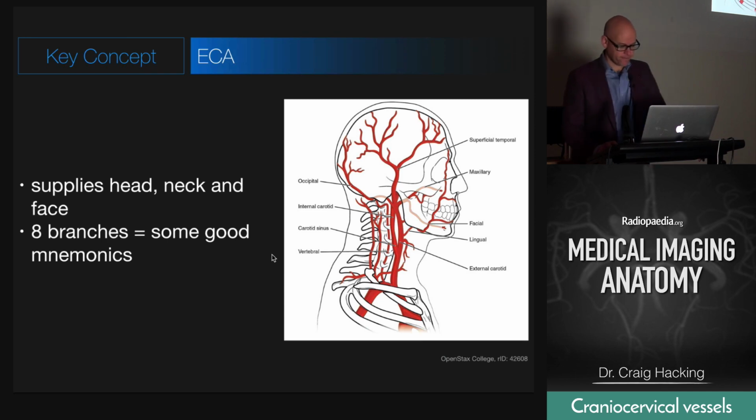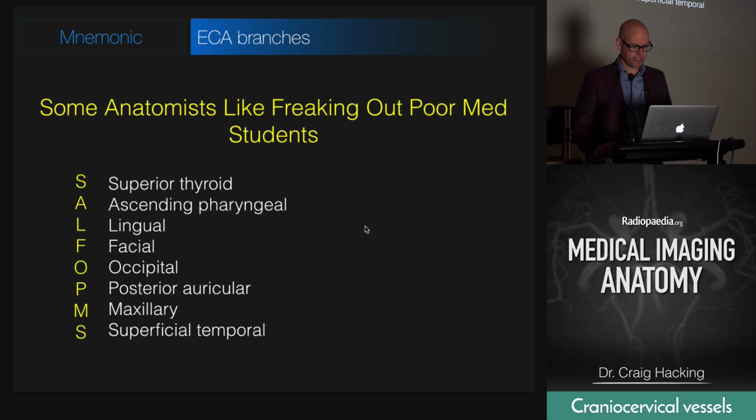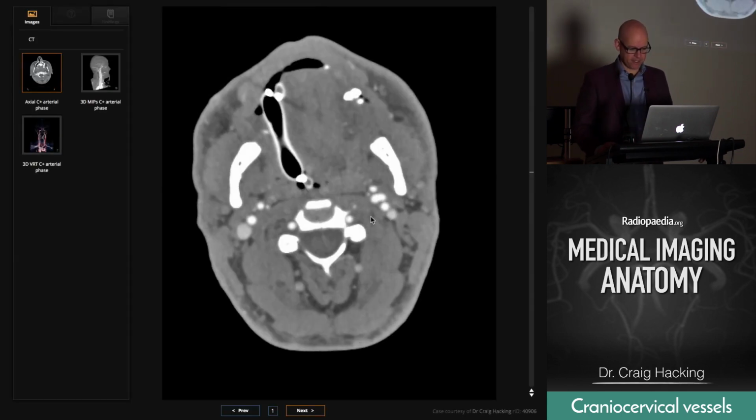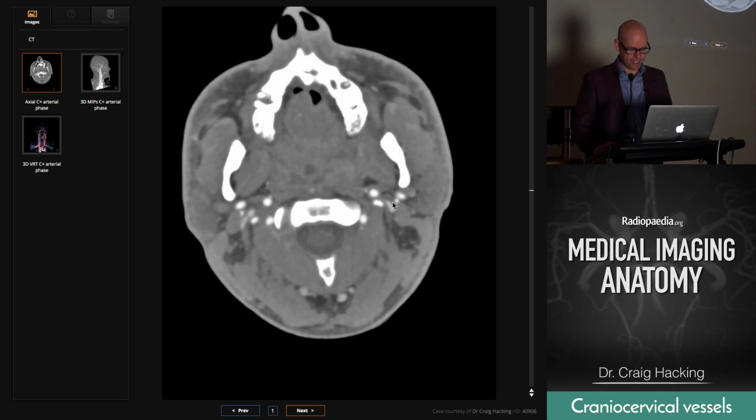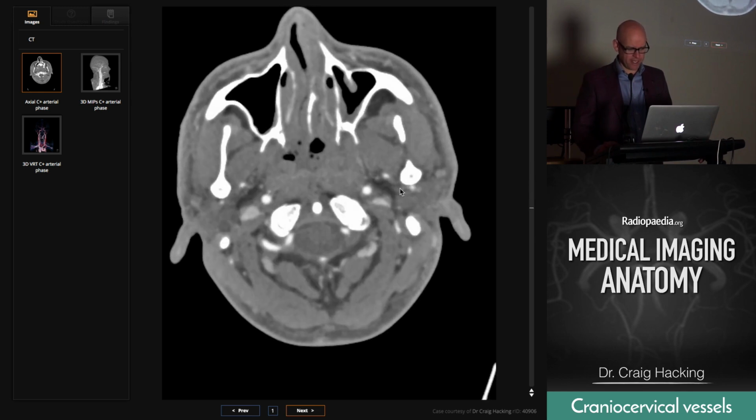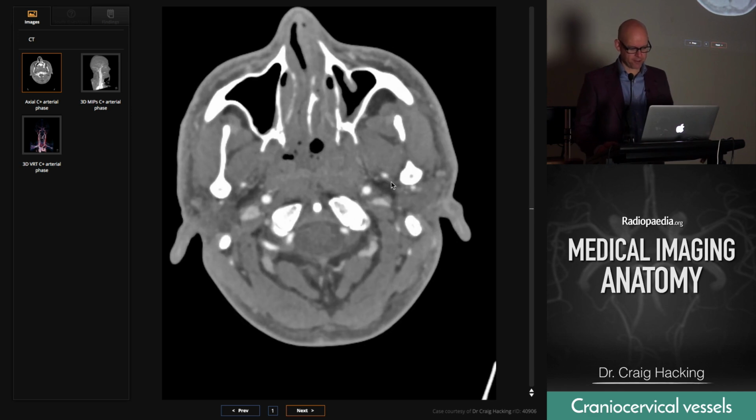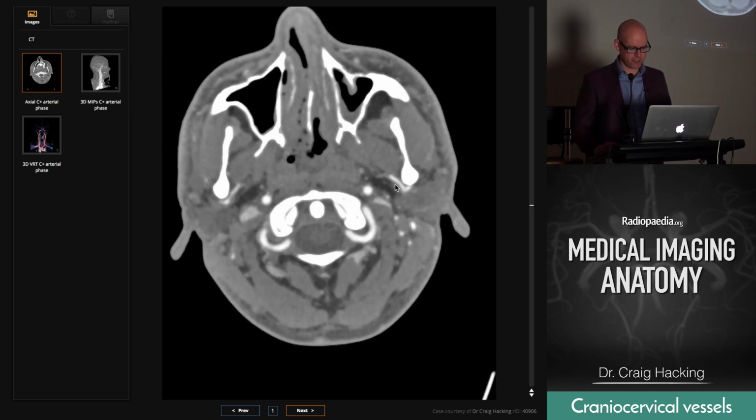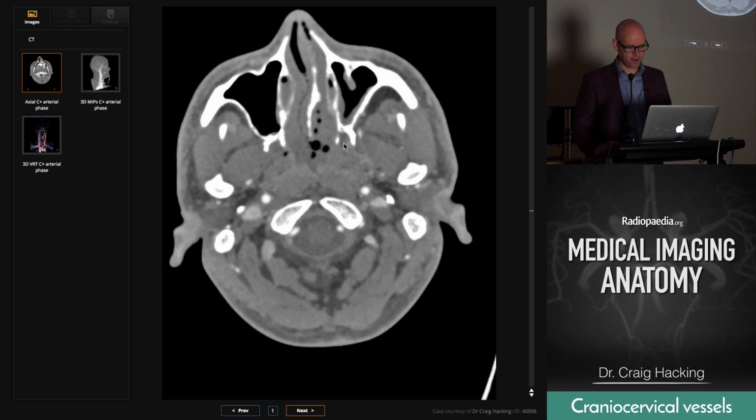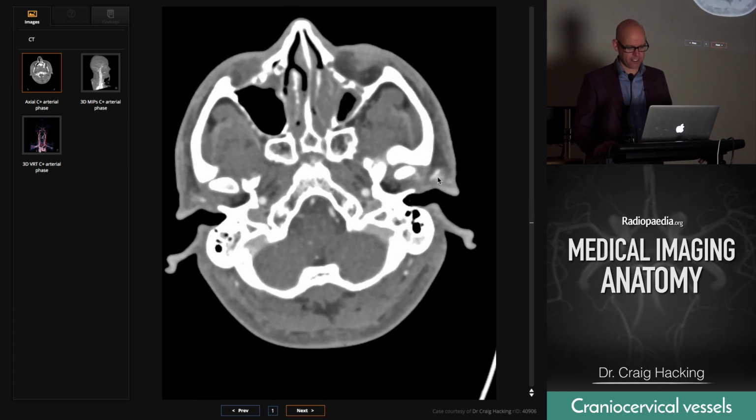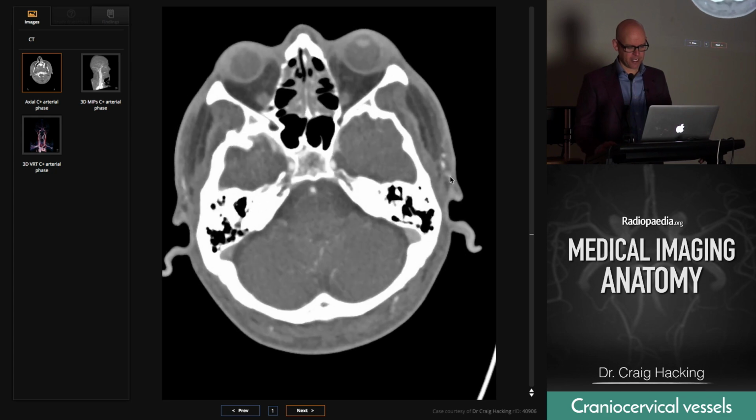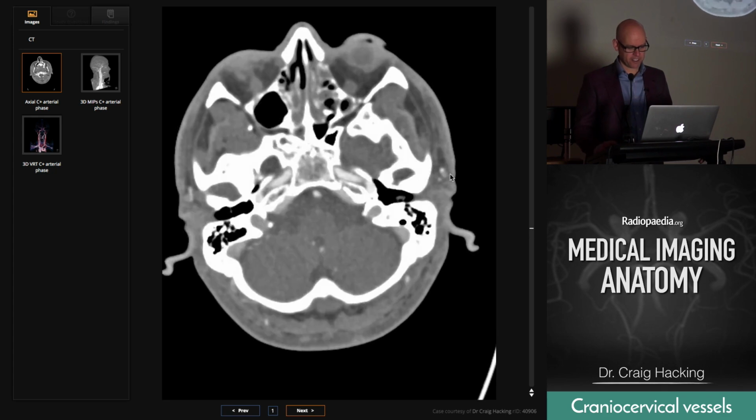The ECA has 8 branches, and there's some cool mnemonics. Some anatomists like freaking out poor med students. And we can sometimes see these vessels. The main ones, however, we have the internal mammary. That is an awesome artery. It has like 15 branches. You can write a textbook just on it. But it goes medially towards the pterygoids. And then the terminal branch of the ECA is the superficial temporal arteries here, which go in the scalp.